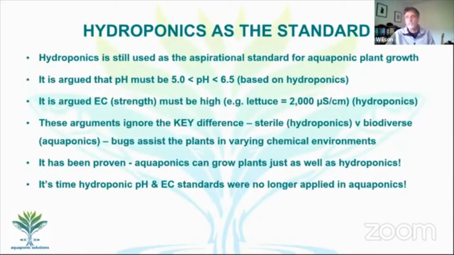Let's talk about hydroponics as a standard for a minute, because everyone in aquaponics seems to say it's a hydroponic method. Especially one group of scientists in Europe are very much on this ball of hydroponics is the standard. We must aspire to that when we're doing aquaponics. So hydroponics is still the aspirational standard for aquaponics in most places.